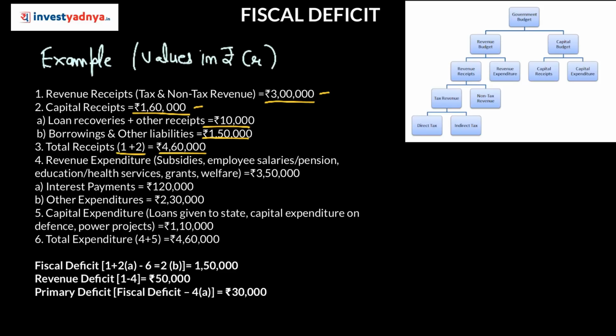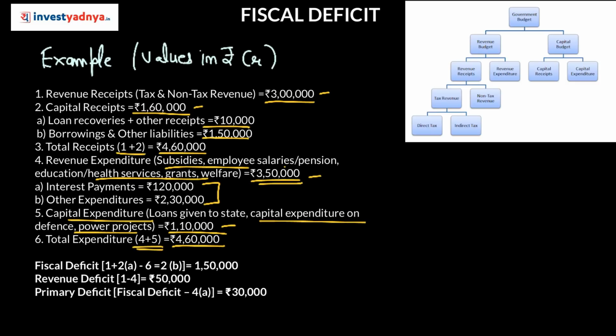Then there are expenditures. So suppose revenue expenditure, which includes all this, is rupees 3,50,000 crores, and it includes these two things: interest payments, which is 1,20,000 crores, and other expenditure which we listed above. Capital expenditure, suppose, which includes all these things, is rupees 1,10,000 crores. So total expenditure is this plus this.